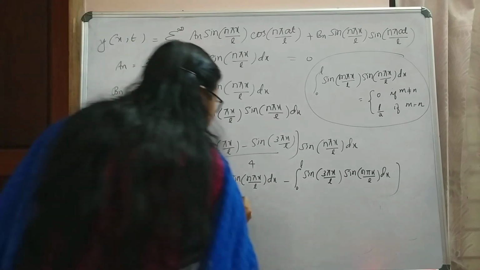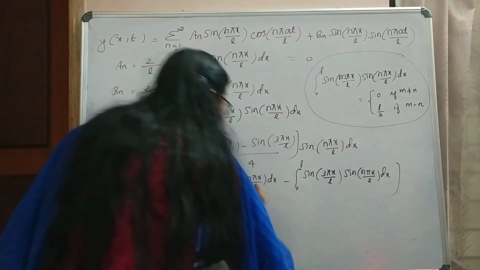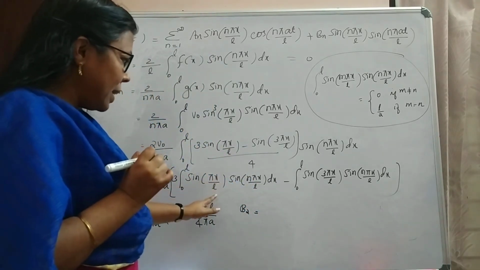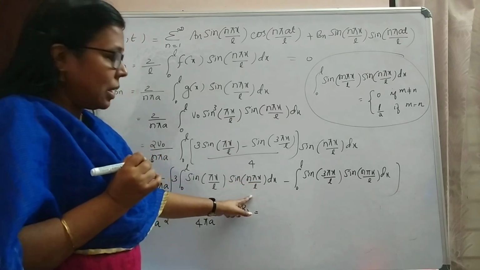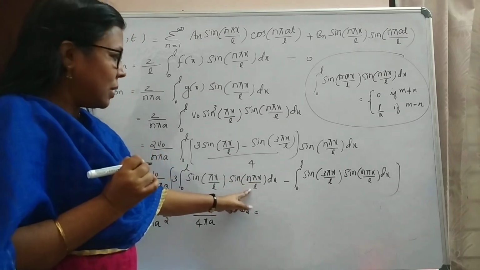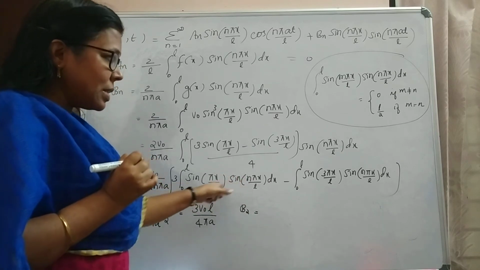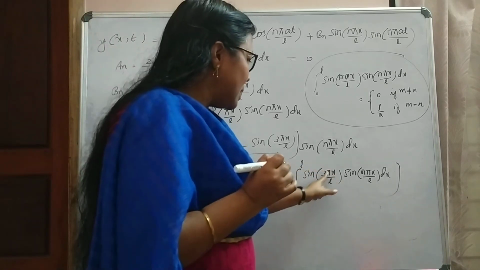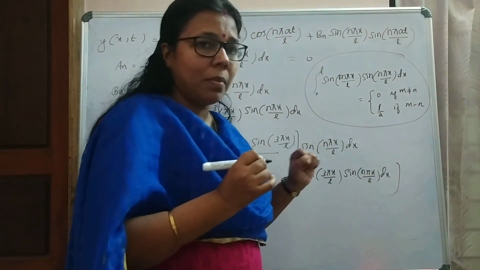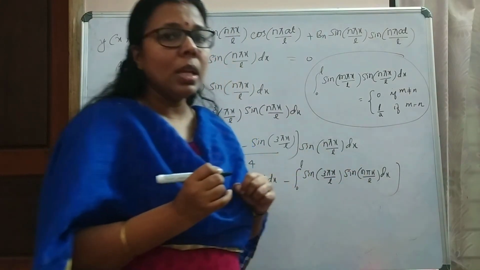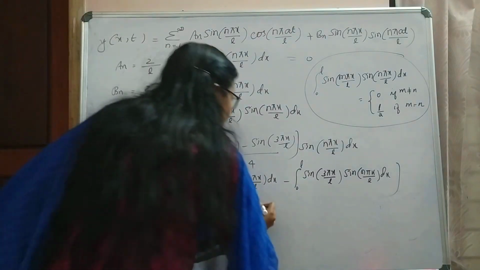Then b2 is, here sin(πx/L), also sin(2πx/L). These two values are not same. Here the value for this integral is 0. Here also sin(3πx/L), sin(2πx/L). The values are not same. Therefore here also 0. That is b2 equal to 0.